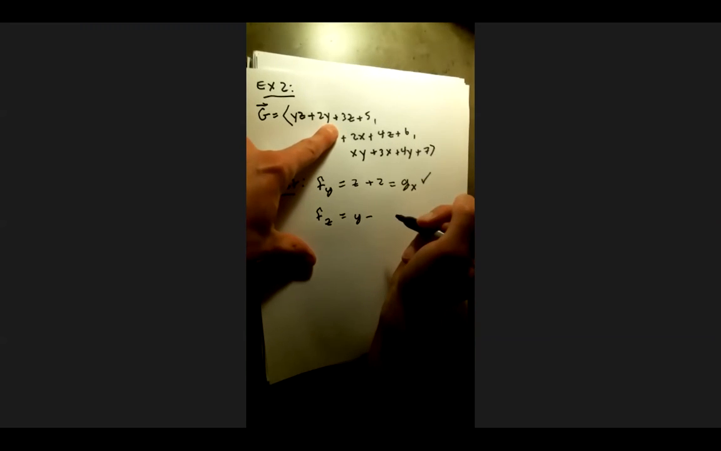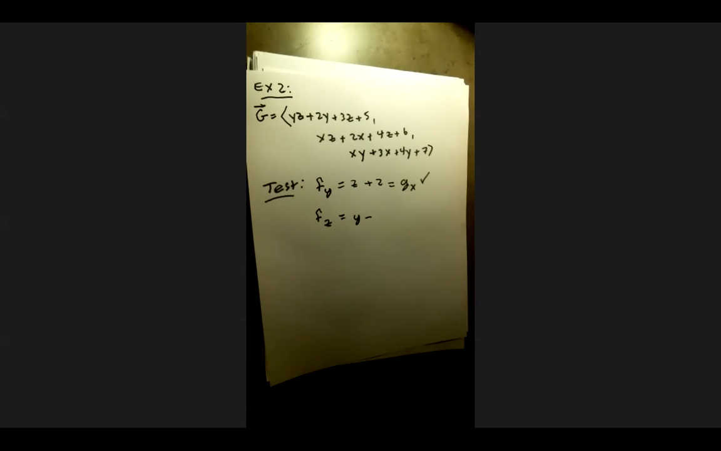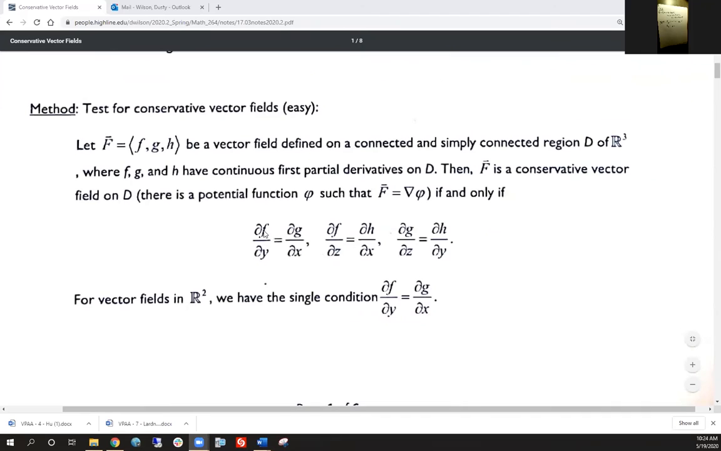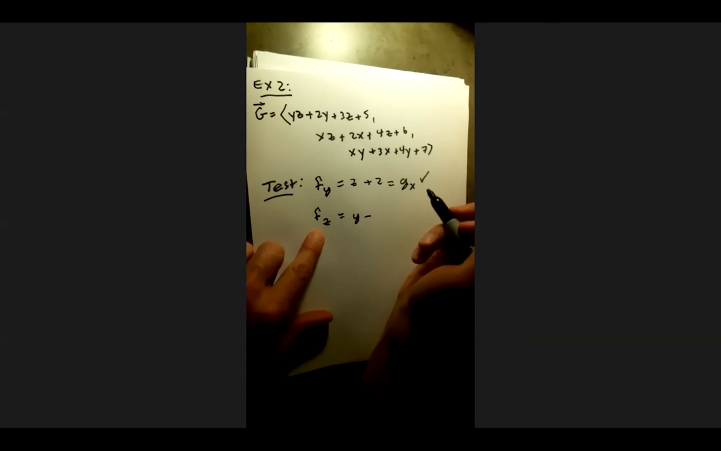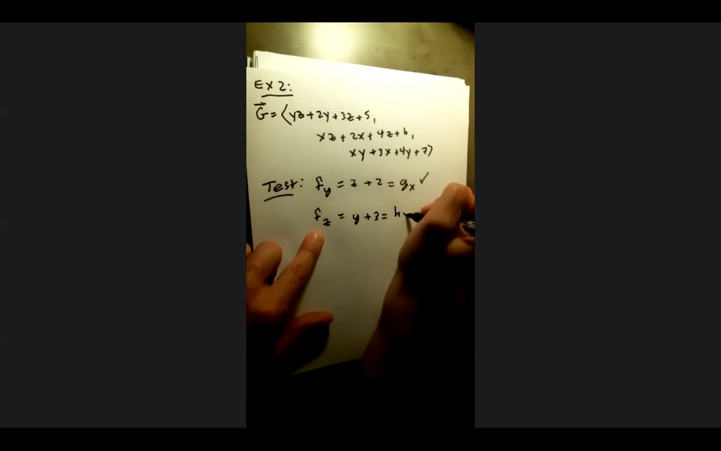You mean hz? I don't think so. Let me switch. I'm using this test right here. I have fy equal to gx, fz equal to hx, gz equal to hy. Oh, okay. Sorry. Thank you. No problem. So fz would be y plus 3, and this is indeed equal to hx.